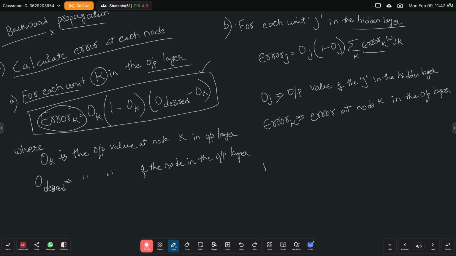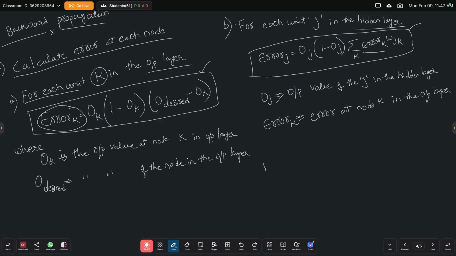This is the formula for the output layer. This is the formula for the hidden layer: Error j equal to Oj into 1 minus Oj. Clear? This is the backward propagation, step 1.